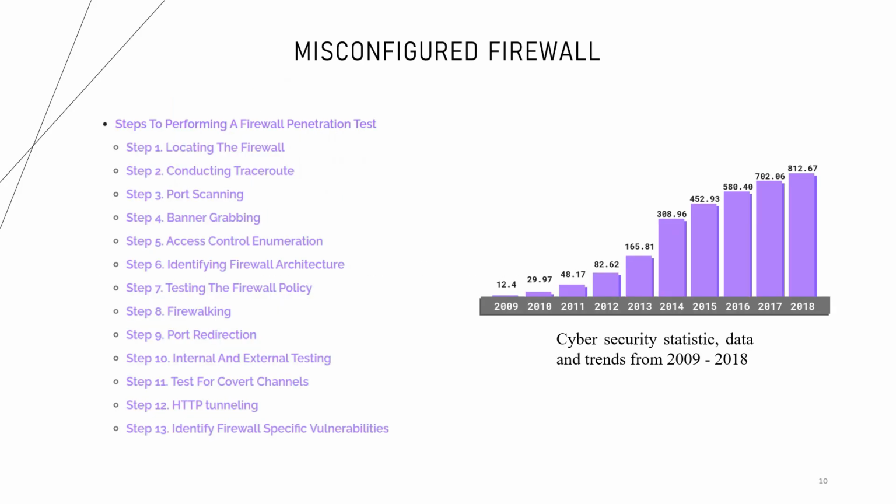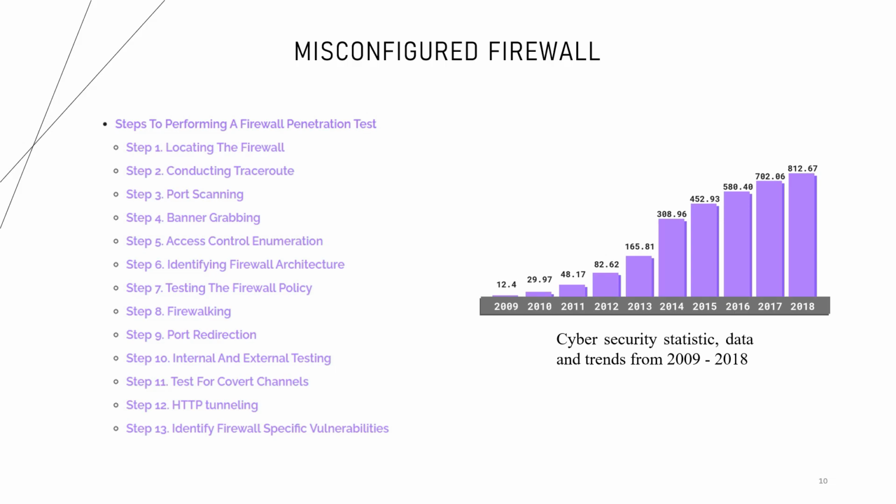When we talk about misconfigured firewall, we can see in the right picture the cyber security statistic data and trend from 2009 until 2018. In 2009, we can see 12.4%, but in 2018, we can see 812.67%. That shows the statistic is increasing.